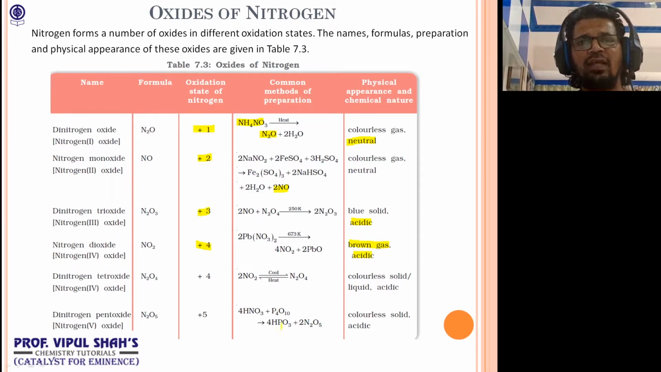Then we have dinitrogen tetroxide. I told you that's a dimer, where the nitrogen oxidation state is +4. So 2 moles of NO2 dimerizing gives you N2O4. And this is also an acidic oxide. And the last one we have is N2O5, that's +5. That's dinitrogen pentoxide, when nitrogen is in the +5 state.